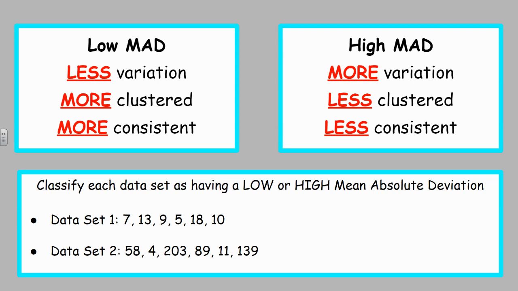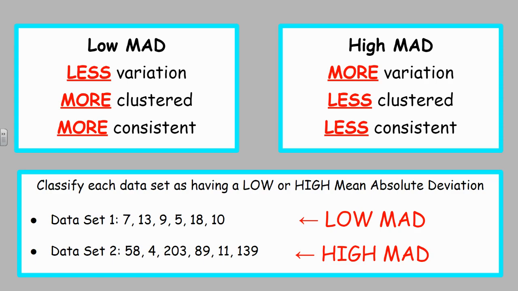So if I just threw up these sets of numbers, if we looked at data set 1, it's a 7, a 13, a 9, a 5, a 18, and a 10. You can tell that those numbers are pretty close together. So we would expect that the first data set would have a low MAD. If I had a second data set, 58, 4, 203, 89, 11, and 139, wow, those numbers are very spread out. I would guess that that data set would have a high MAD when I calculated it.